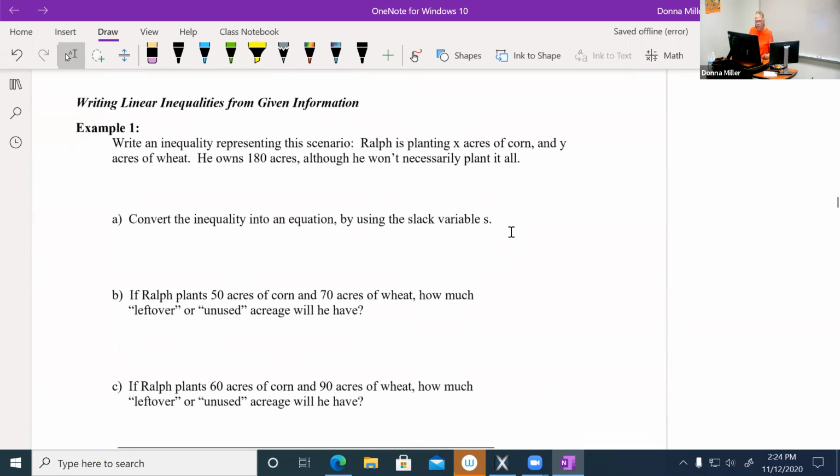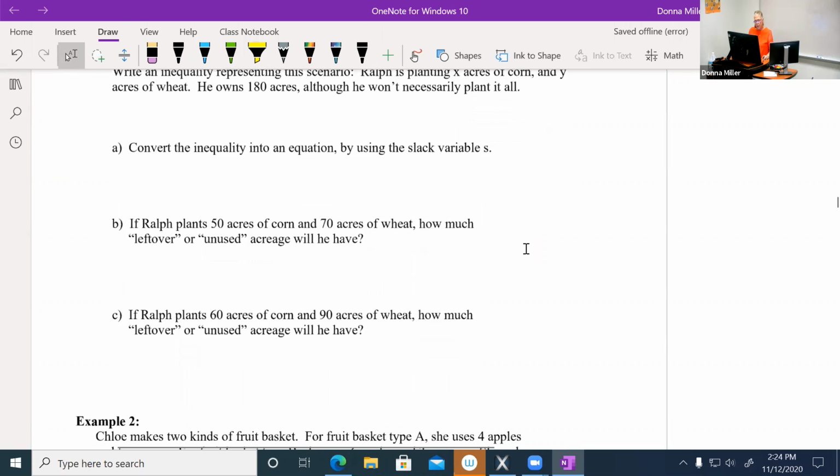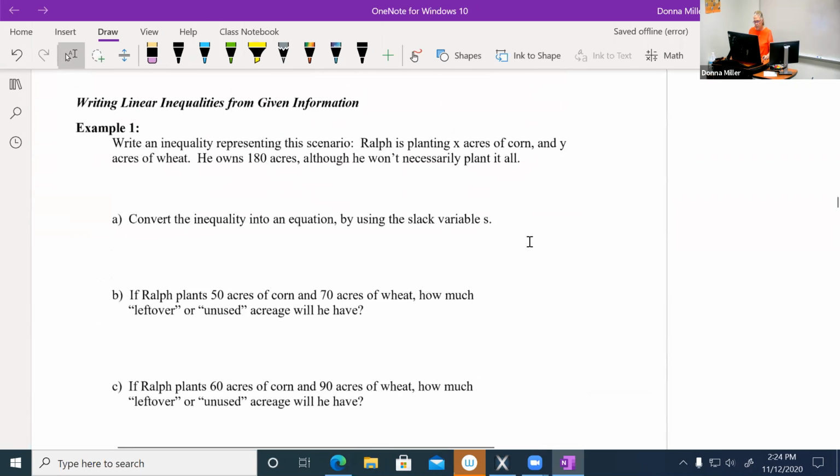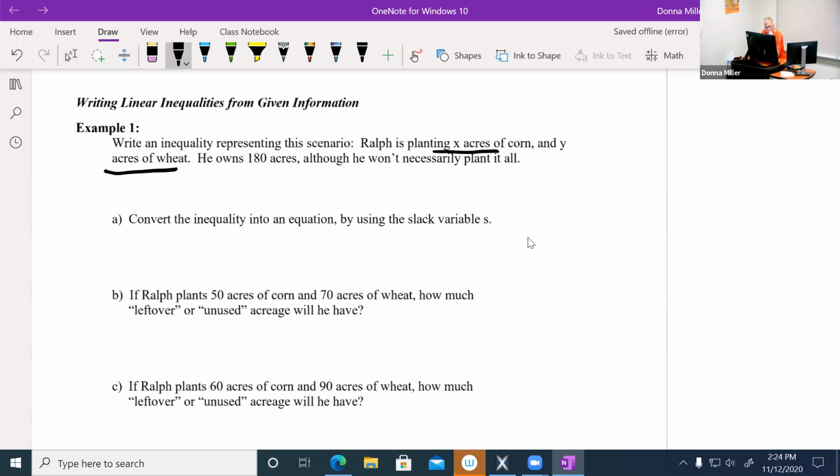Okay, so we're going to do another slack one. These are more like what you're doing. Write an inequality expressing the scenario. Ralph is planting x acres of corn and y acres of wheat. He owns 180 acres, although he won't necessarily plant it all. So for some reason she doesn't want you to write the equation. How would I write an inequality?